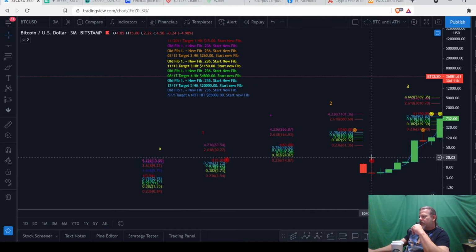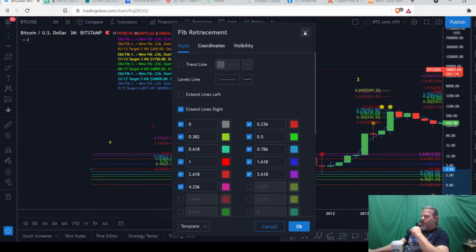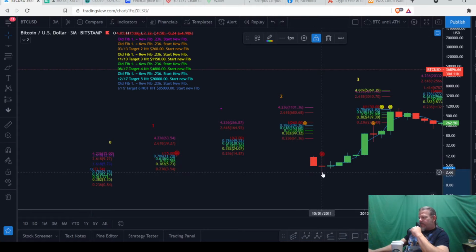So we come right here and we see that we hit an all-time high. This is in 2011, when it first came out and started getting trading. So we hit here, then price falls back to right here. If we take this one and just extend it out, we can see that price fell to the 618, fell just right on it.